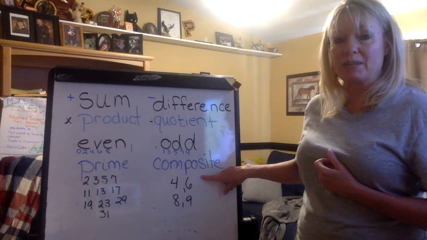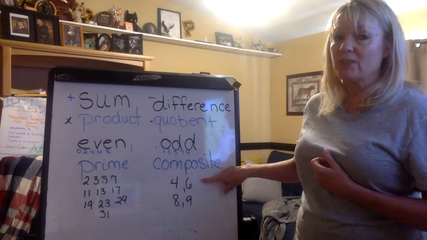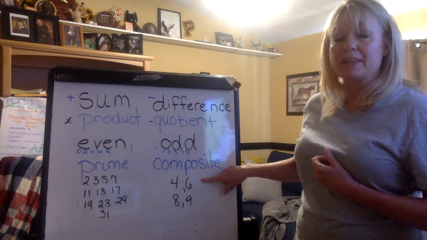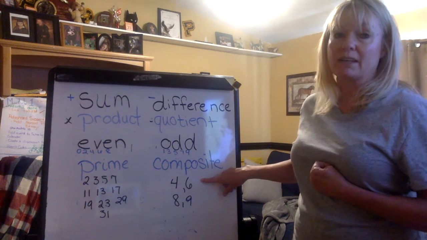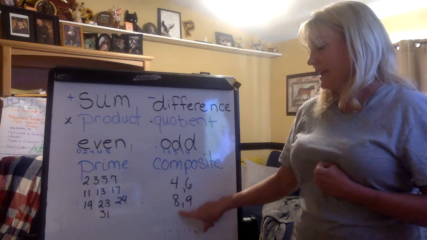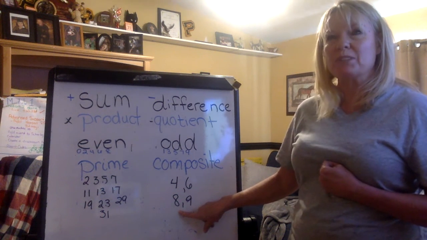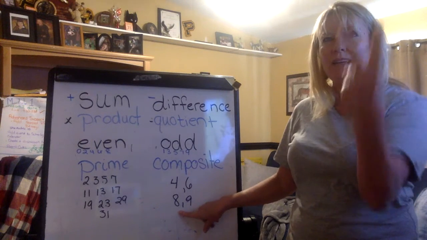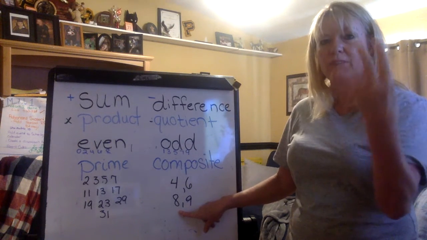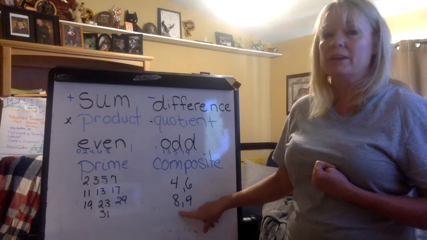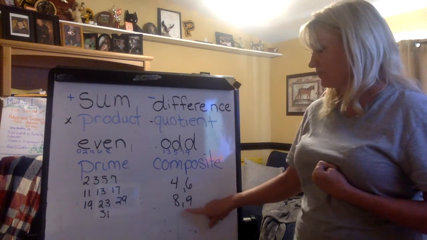6 has 1 times 6. It also has 2 times 3. So it has 4 factors. That makes it composite. 8 has 1 times 8 and 4 times 2. 1, 8, 4, 2. It has 4 factors. That's more than 2 factors, so it is composite.